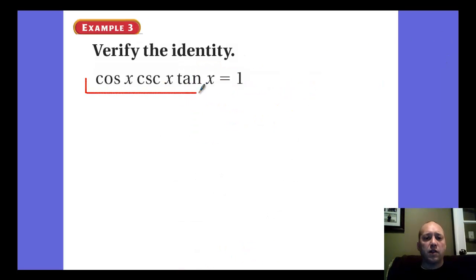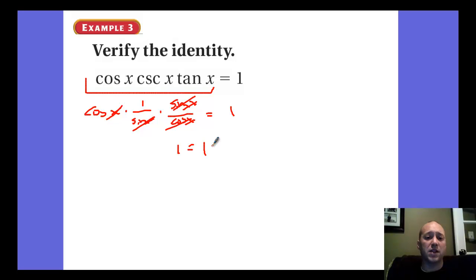Here's one more. We have the left side and the right side equals 1, so I would probably deal with the left-hand side here to kind of give me a starting point. I would change them into some of the similar or same functions. So cosine x times cosecant is 1 over sine x, and then tangent is sine x over cosine x. And then the sines reduce, the cosines reduce, so you get 1 equals 1. It's actually a simple one once you change these into the equivalent reciprocal or quotient groups.